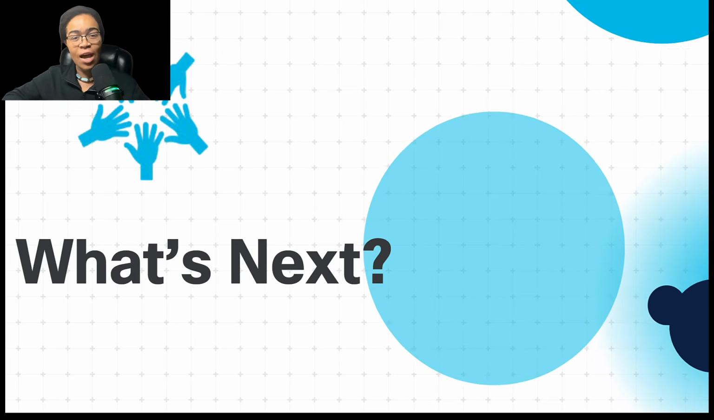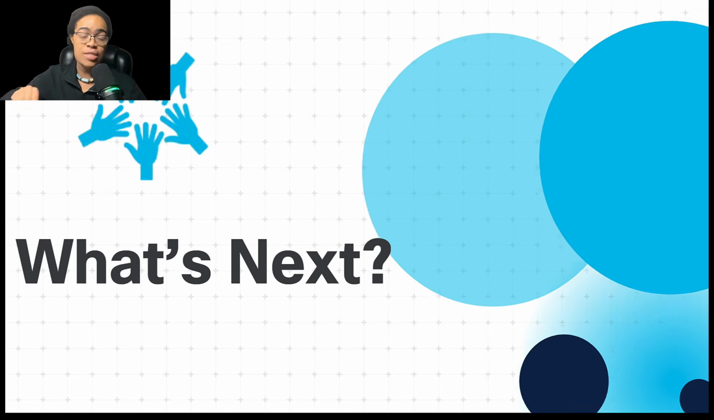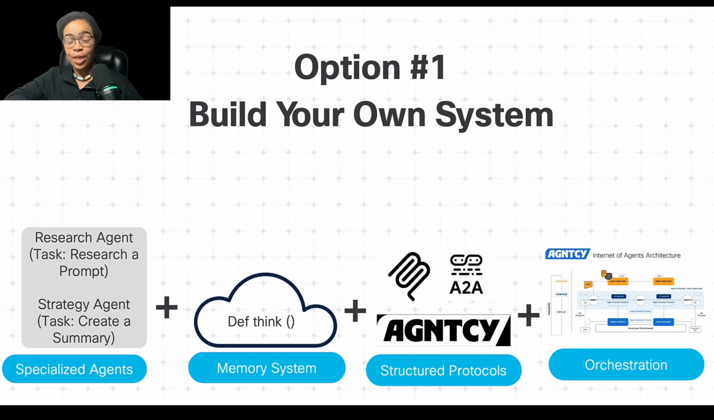So what's next? How do you want to implement this? You have 3 options. 1, you can build your own system. If you build your own system, it'll need to have 4 core elements. 1, agent specialization with different prompts for different tasks. 2, memory systems for context persistence. 3, structured communication protocols. And 4, workflow orchestration.